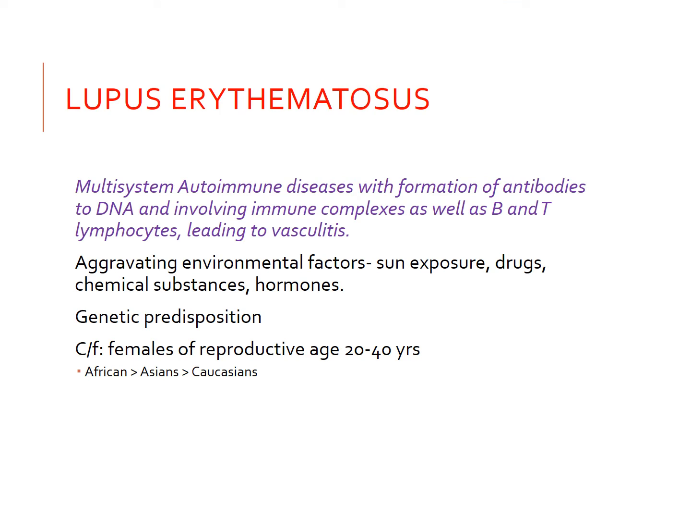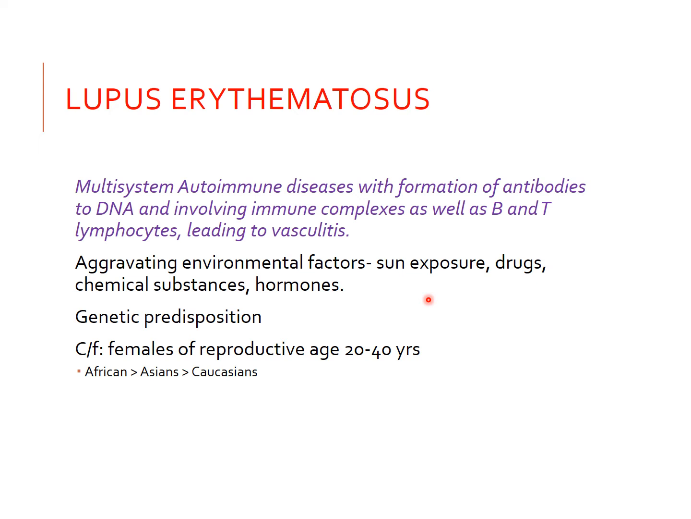Now, next is lupus. Now, lupus is going to be covered here as well as under the autoimmune disorders chapter. But let me give you a brief idea about lupus here. This is a multi-system autoimmune disease with formation of antibodies to DNA and involving immune complexes as well as B and T lymphocytes, leading to vasculitis. So the primary ailment that happens in lupus is vasculitis.